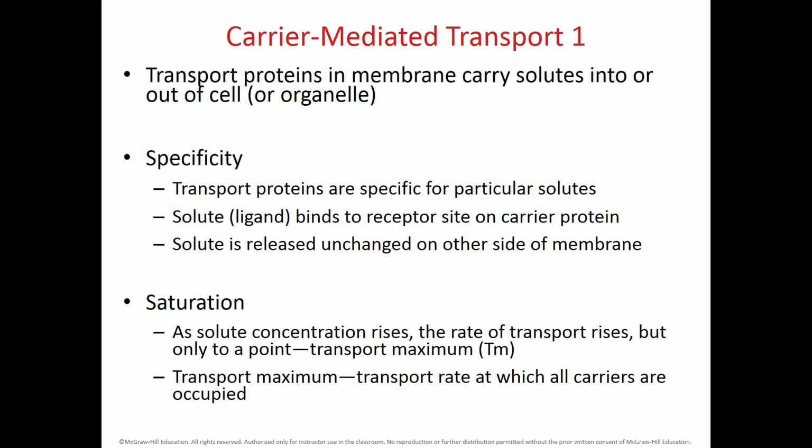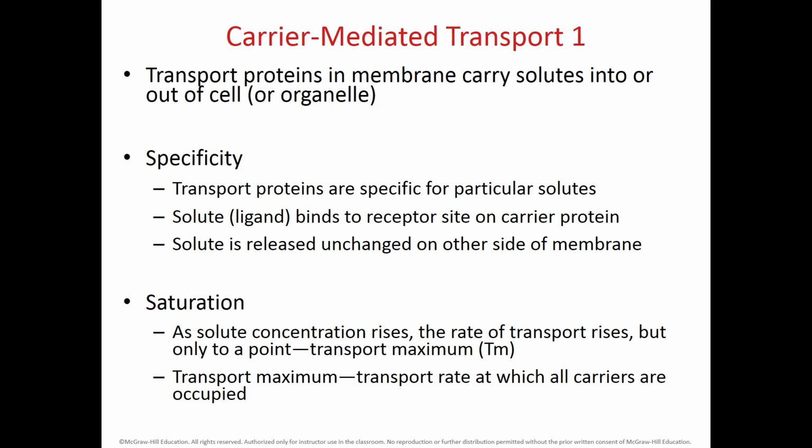Now for carrier-mediated transport. Carrier-mediated transport is the process of carrying substances across the plasma membrane by the use of proteins that are located within the plasma membrane. And the solutes or molecules that you are carrying can be carried into the cells or out of the cells, or into an organelle or out of this organelle. Now, carrier-mediated transport is specific and it can be saturated. Why? Because you can only have a certain number of transport proteins within the plasma membrane.